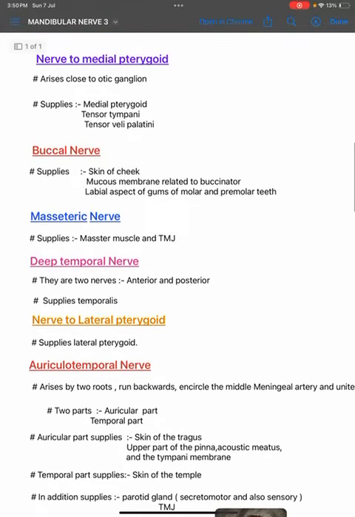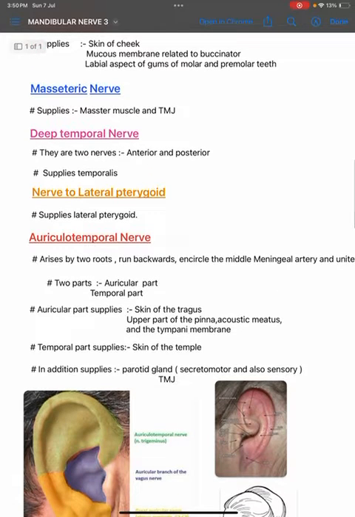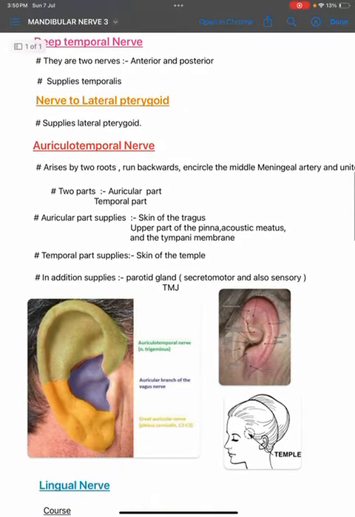Then the buccal nerve, which is a sensory branch of the anterior trunk of the mandibular nerve, supplies the skin of the cheek. As it is a sensory branch, it supplies the skin of the cheek, not muscles. It supplies the skin of the cheek, mucous membrane related to buccinator, and the labial aspect of gums of molar and premolar teeth. Then the muscular branches of the anterior trunk: the masseteric nerve, as the name indicates, supplies the masseter muscle and also the TMJ, temporomandibular joint. For the deep temporal nerve, we have two nerves, anterior and posterior, and they supply the temporalis. The nerve to lateral pterygoid supplies the lateral pterygoid.